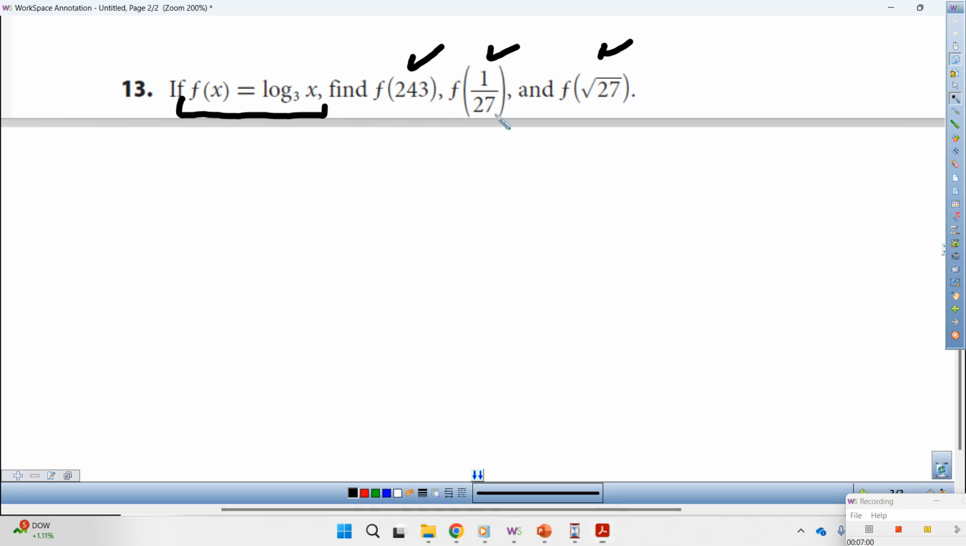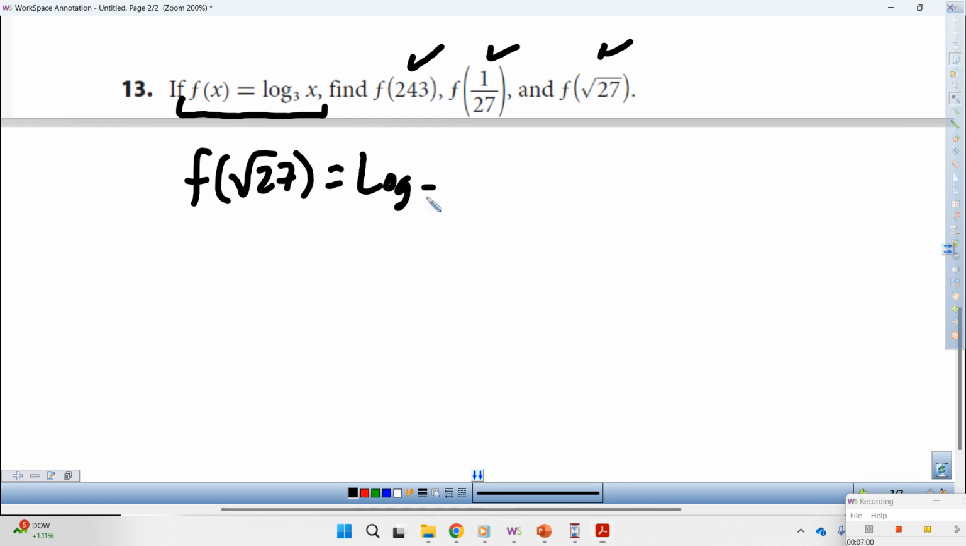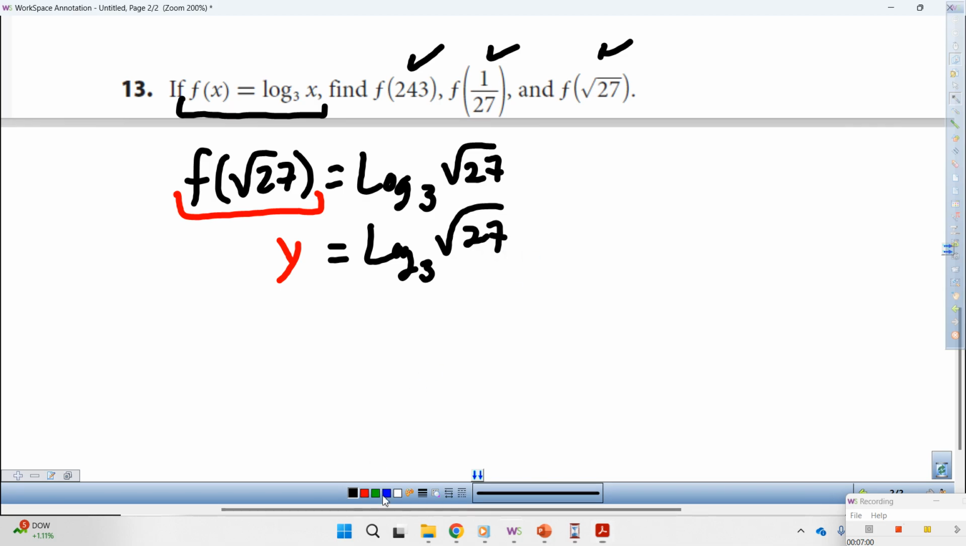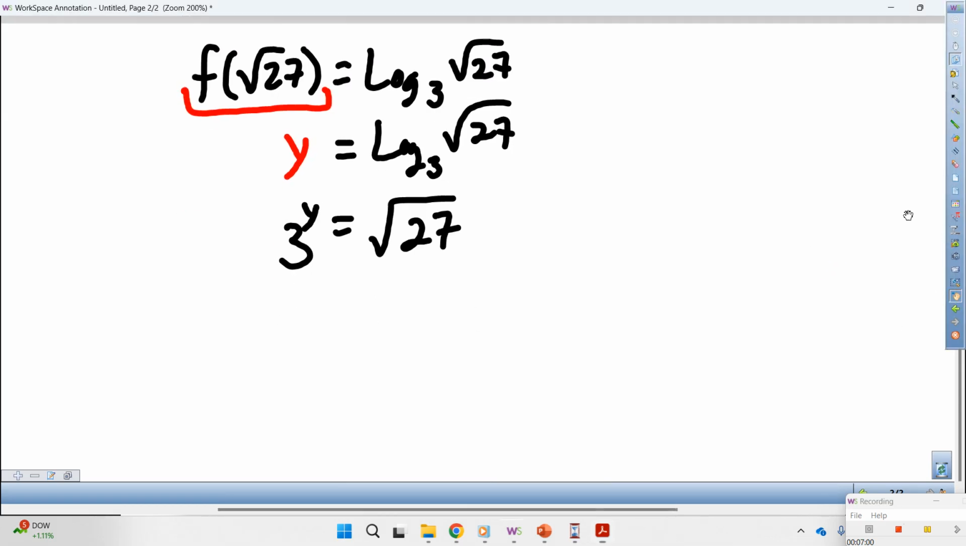I'm going to do, which one? You want me to do this one right here? All right, so f of square root of 27 equals log 3 square root of 27. So the first step that we did yesterday, we changed that to y. Log 3 square root 27. Change it to exponential. What is my base? 3 to the y equals square root of 27. Are we doing so far? Yes? All right.